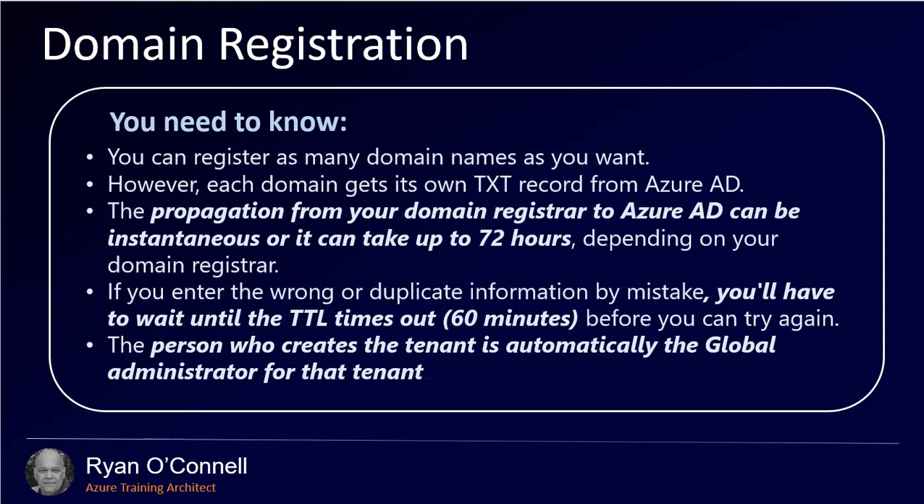You can register as many domain names as you want. However, each domain name that you register will get its own TXT record from Azure AD or MX record. The propagation from your domain registrar to Azure AD can be instantaneous, or it can take up to 72 hours depending on your domain registrar. Your domain registrar is the company that hosts your domain, like GoDaddy, FreeParking, Domains R Us, for example. Also remember, if you enter the wrong or duplicate information by mistake, you'll have to wait for the TTL to time out. That can be around 60 minutes before you can try again.